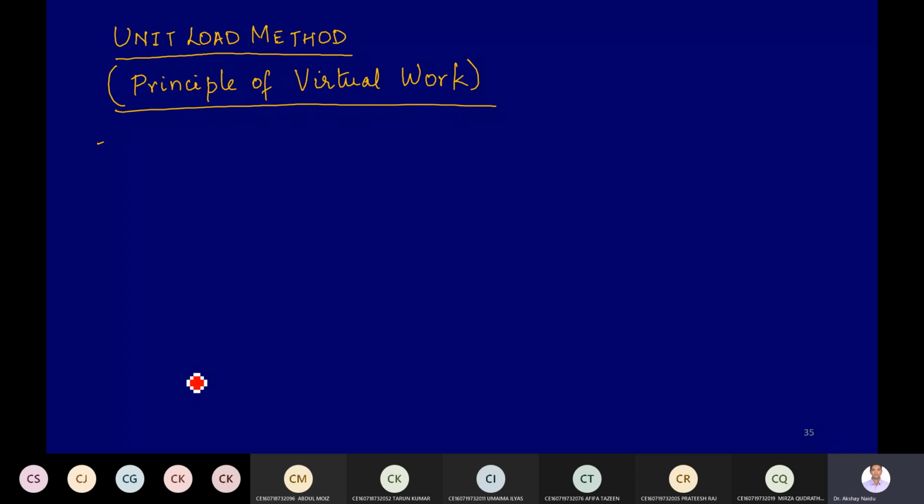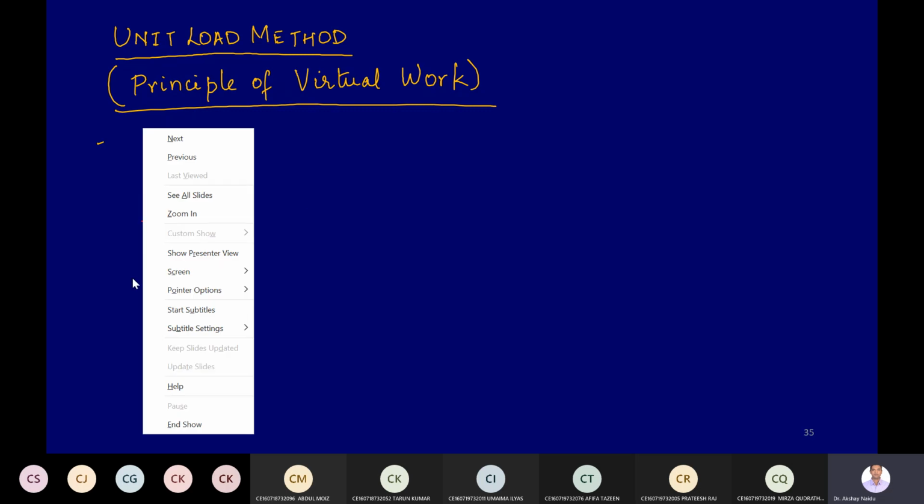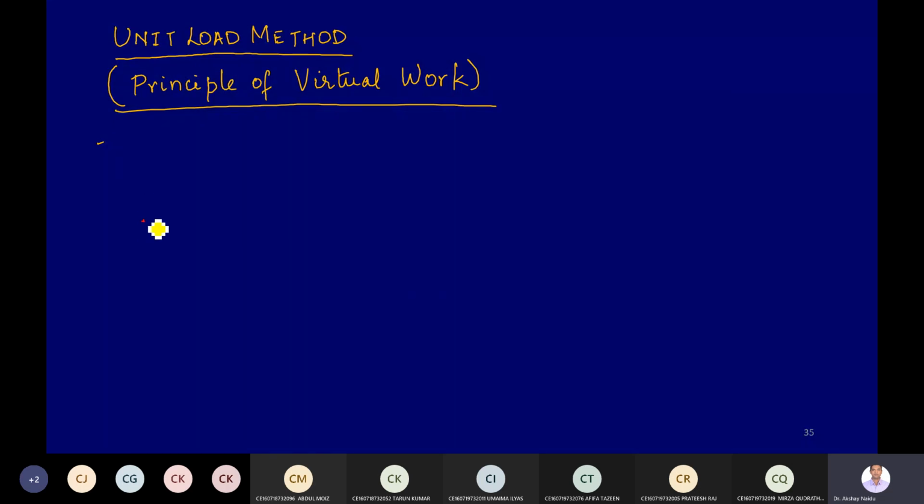Oh, I'm sorry. Control. I'm sorry, there is some issue with the pen. Go all over again. I'll just use a single color. When I'm trying to change the color, there is some issue. I'm doing from home. Okay.